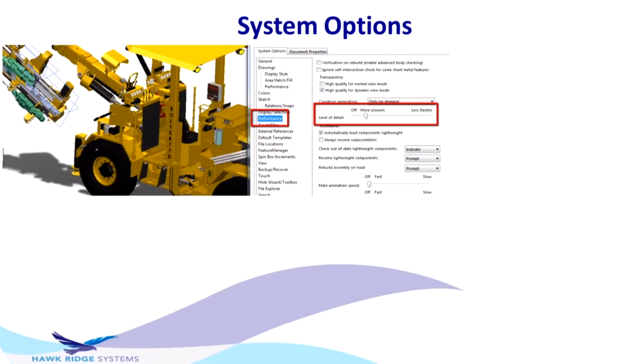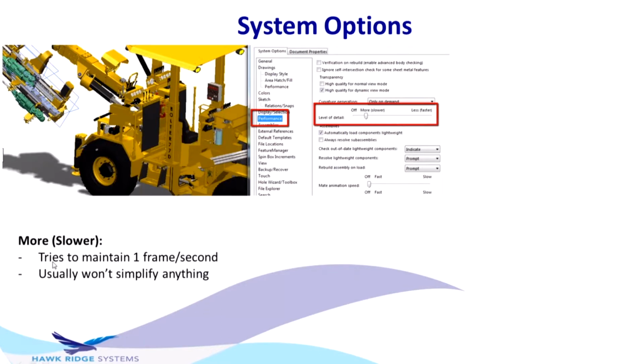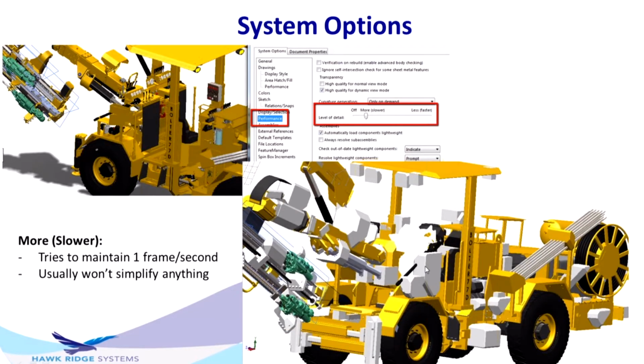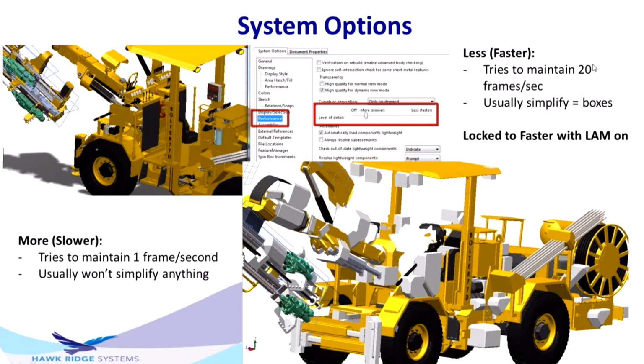And lastly, under performance, there's a level of detail. As I bring it more to the left, it's going to try to maintain 1 frame per second. So you'll find that when you rotate it, this will be a little bit slower, but it's going to keep its detail. But sometimes you'll find that it's just going too slow. Then things will happen like this, where you're trying to rotate and it'll treat it as blocks, but this rotates much faster. What it's trying to do is maintain at least 20 frames per second, and usually it'll simplify it. You'll get these boxes. But once you let go and stop rotating, the detail will return back to how the image is on the left-hand side.